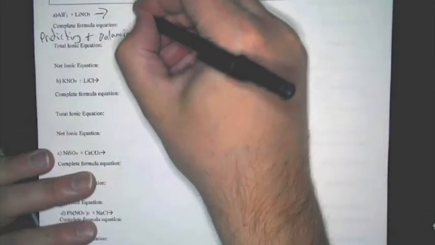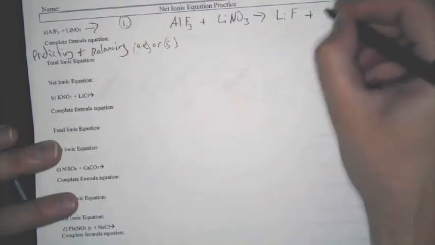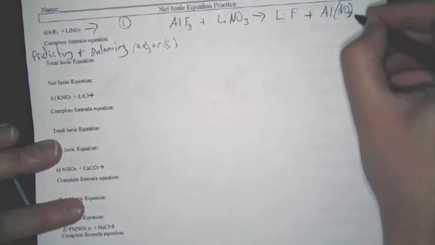All right, so here's the deal. Step 1 is going to be balancing and predicting. I'm going to write it a little bigger here. Now, to predict this, remember, you're going to switch your 2 positive charges. In a double displacement reaction, they're going to trade places. So you're going to end up with LiF plus Al(NO3)3.